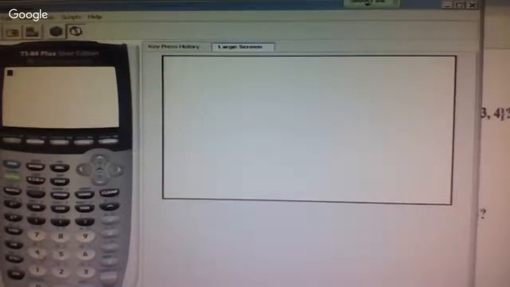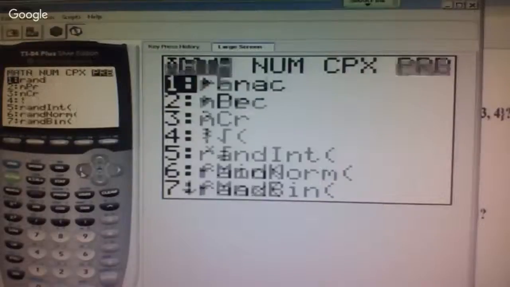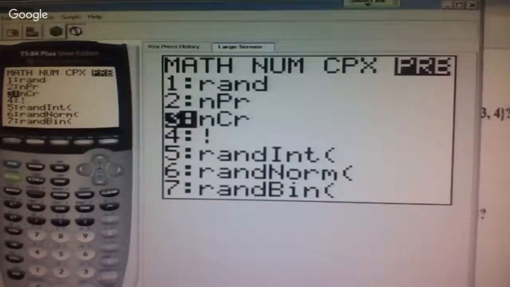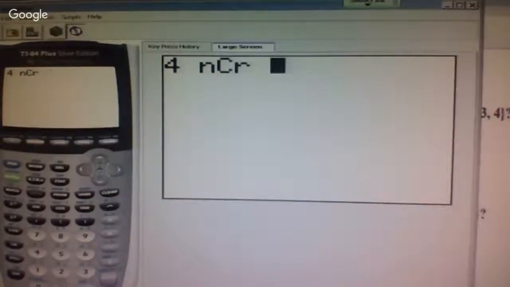In other words, if I wanted to do 4 combination 2, like we did in part B, you would hit 4, then go to math, pick your combination button, so choice 3, put in a 2, and hit enter. So your answer to part B would be 6. That's 4C2 and your 4P2, how many ways we can do it.